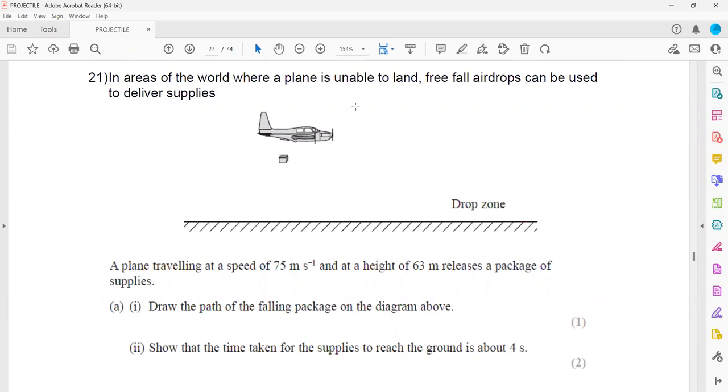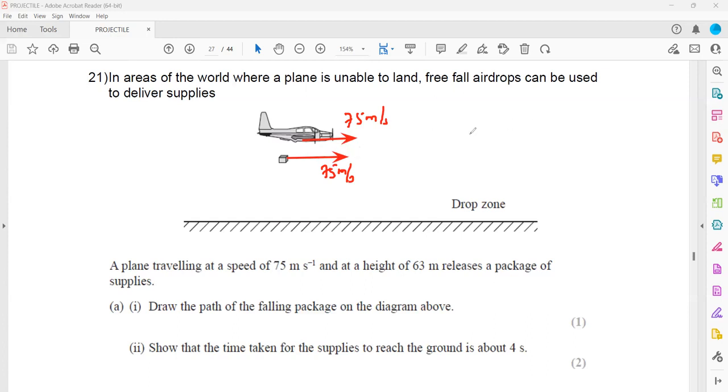In areas where the planes are unable to land, free fall airdrops can be used to deliver the supplies. A plane traveling at a speed of 75 meters per second. So the moment it drops the package, that will also have the same speed because that was there. So the speed of the airplane, if it is 75, the speed of the package will also be 75 meters per second, because that is delivered by the aircraft. So they have the same horizontal speed.